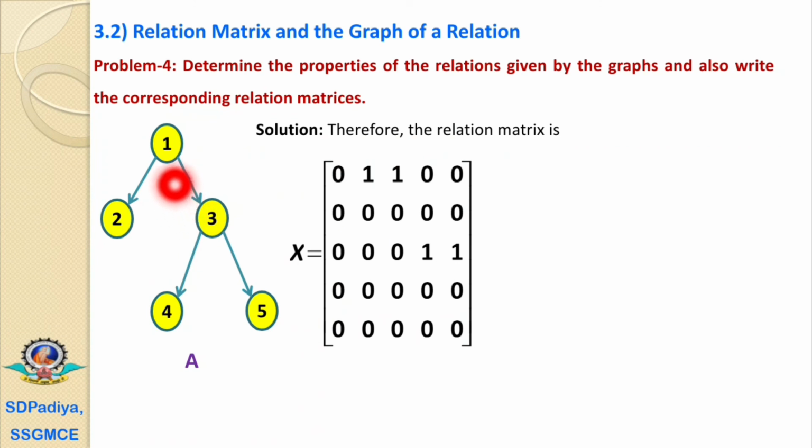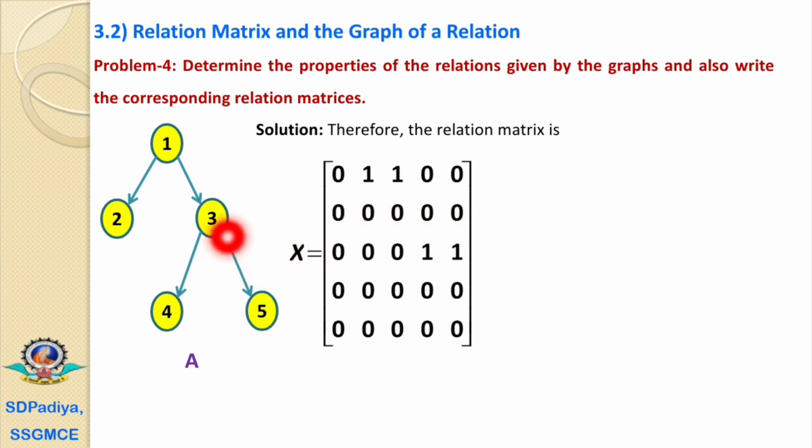Now you can observe that 1 has a relation to 2 and 1 has a relation with 3. That's why at 1 comma 2 and 1 comma 3 we have entered 1. Then at 2 there is no outgoing direction. 2 is not having any outgoing direction. That's why we have entered all 0 for 2.